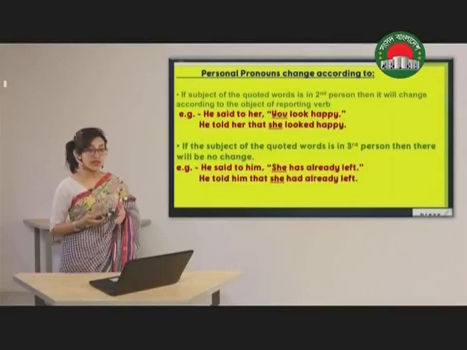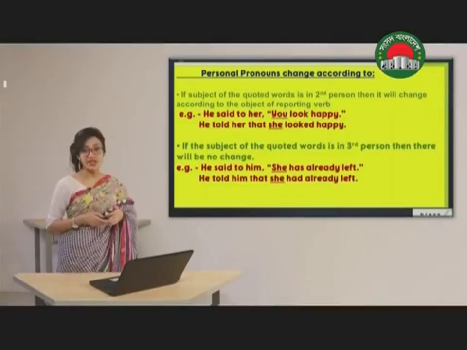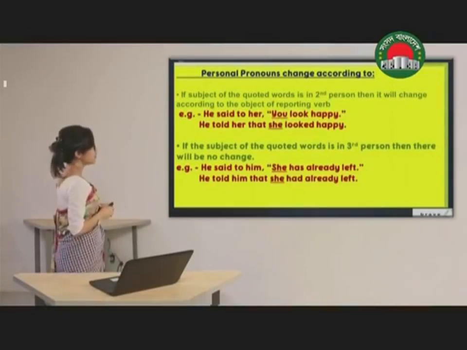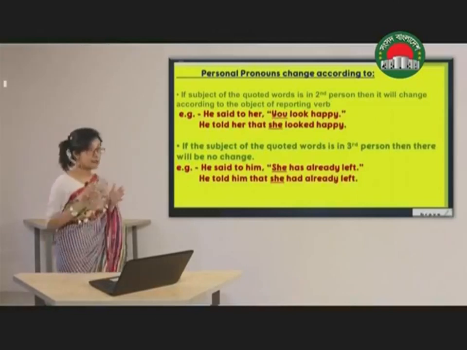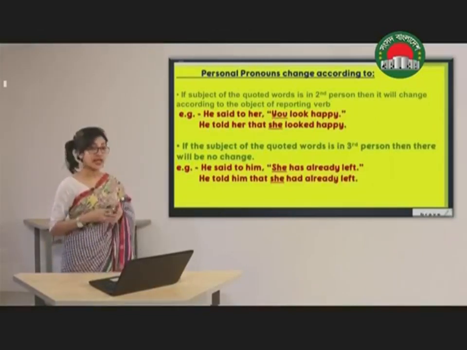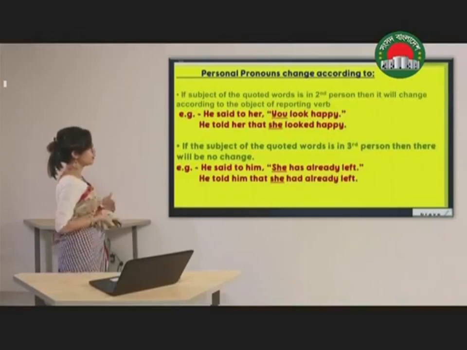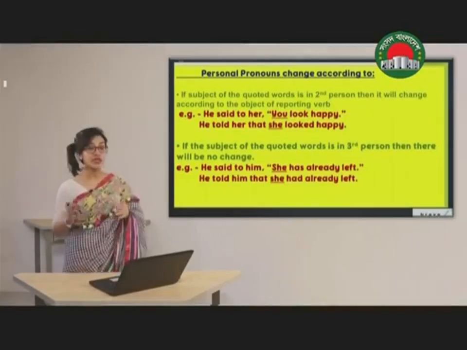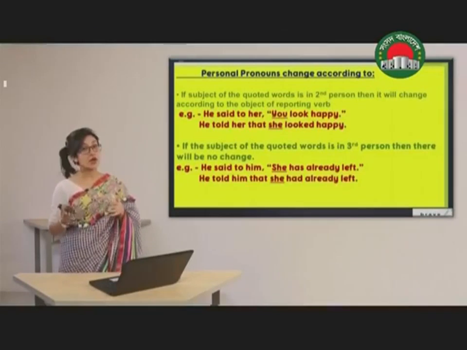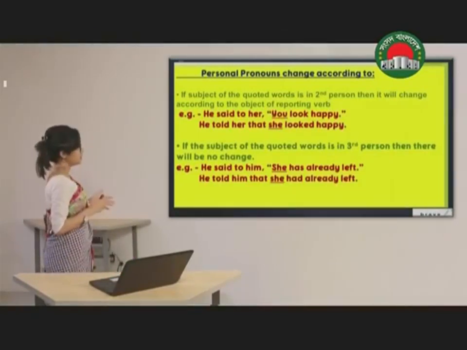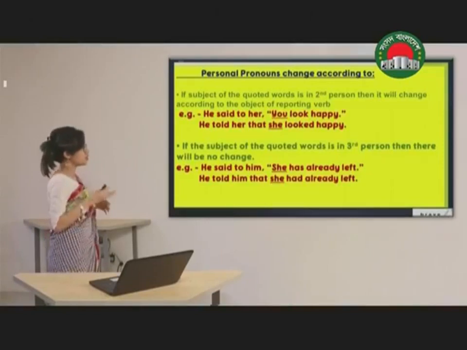According to the rule of SON, the second person is going to be changed according to the object. If the subject of the quoted verse is in second person, then it will change according to the object of the reporting verb. And how is it going to happen? He said to her, you look happy. Now how we have changed it, let's see. We have written, he told her that she looked happy.